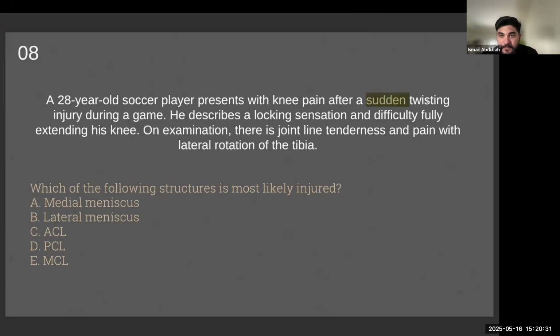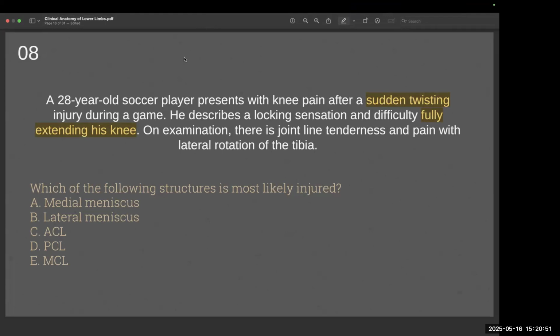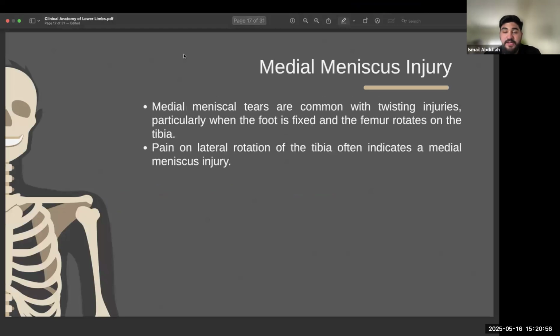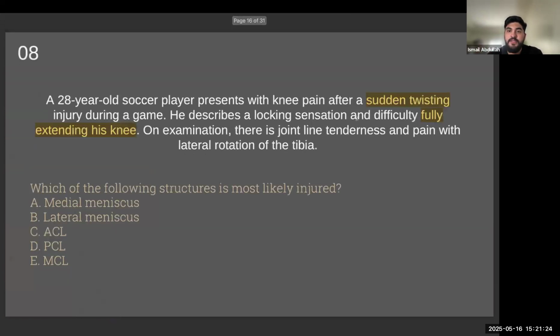So the key word here is sudden twisting. And then he's unable to fully extend the knee. I'm not sure, honestly. Did he injure one of the menisci because it's lateral rotation? But yes, exactly. Usually, any twisting injury, the first common tear that we face is a medial meniscus injury. Why? Because the foot is fixed and the femur rotates on the tibia. This usually, most of the time, is going to cause this meniscal tear. Or again, when there's pain on lateral rotation of the tibia, this also indicates that this is a medial meniscus injury. So see, there was pain with lateral rotation of the tibia. This is also another finding that you can think of.